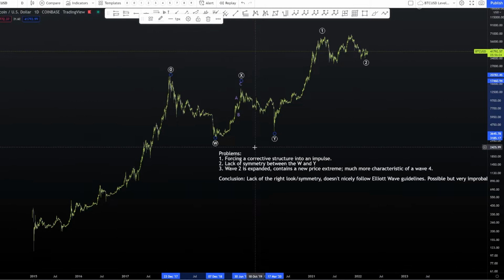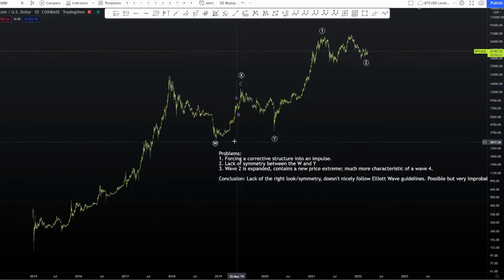However, the second problem we can identify is the lack of symmetry between the wave W and the wave Y. You don't necessarily have to get symmetry between wave W and wave Y, but it definitely offers confluence to the count. In this case, we can see the wave W took a lot longer than the wave Y to complete, and it also retraced a lot more of the previous price action than the wave Y.